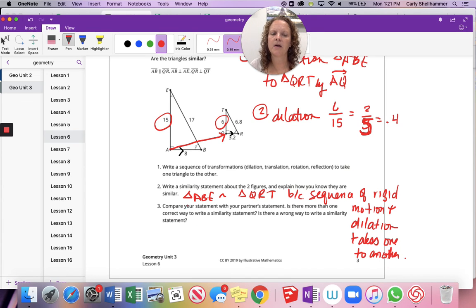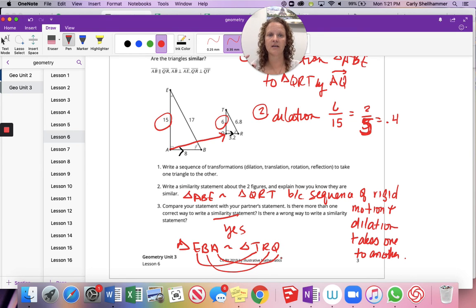Compare your statement with your partner's statement. We didn't do that. Is there more than one correct way to write a similarity statement? Yes, I could say triangle EBA is similar to triangle TRQ. It doesn't matter as long as the corresponding angles are the congruent angles. As long as E and T match, and A and Q match, and B and R match, it doesn't matter what order you put them in, as long as they're in the corresponding order from each triangle.